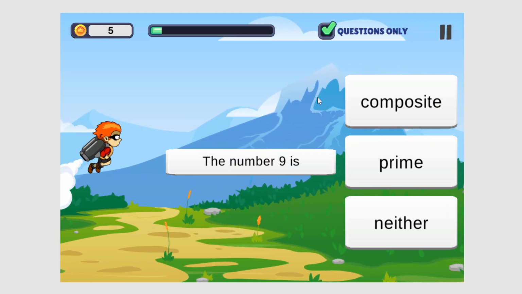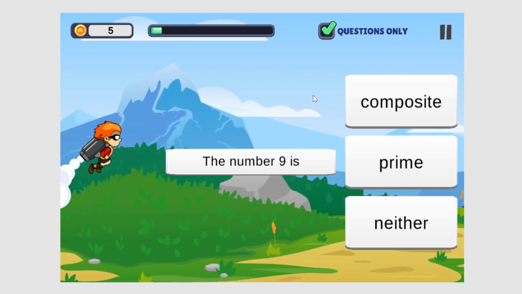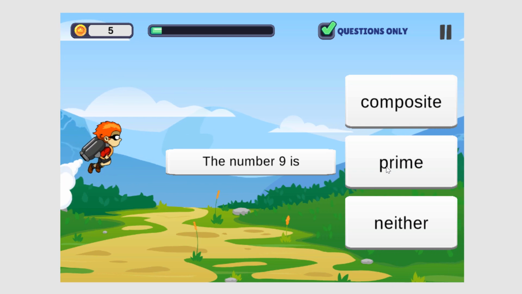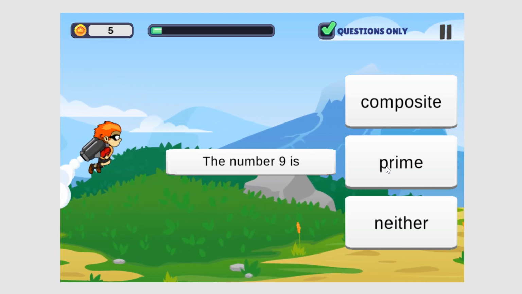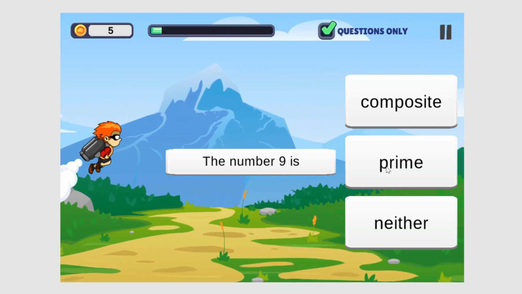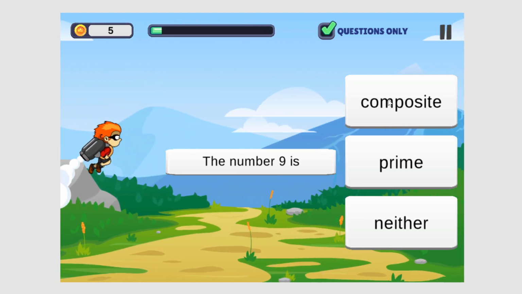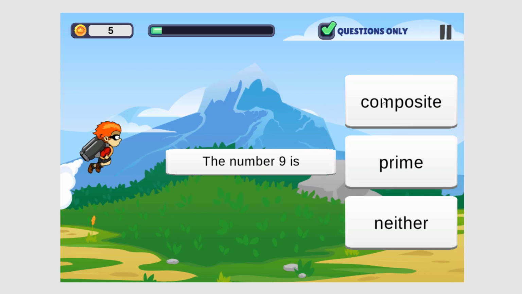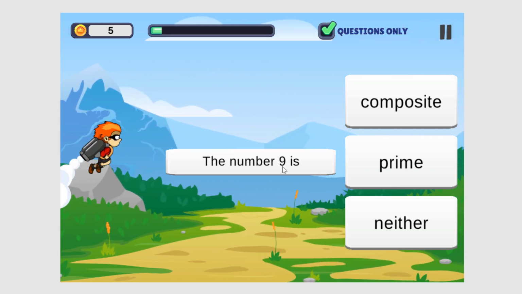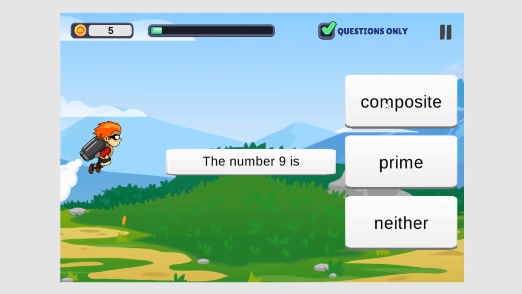The number 9 is... So a prime number is a number that only has 1 and the number itself as factors. And a composite number has more than those two factors. And for 9, we can do 3 times 3. So it's a composite.